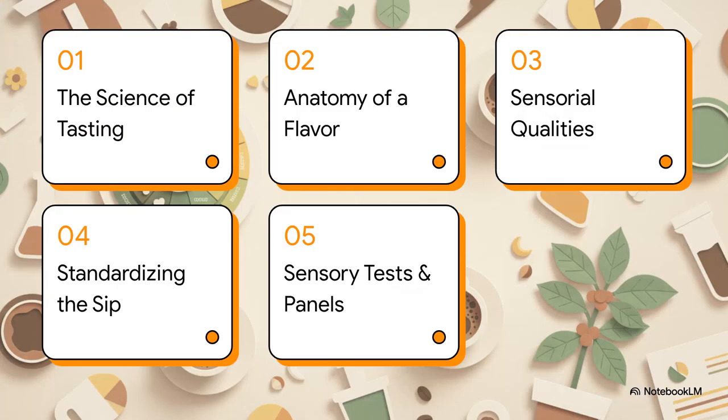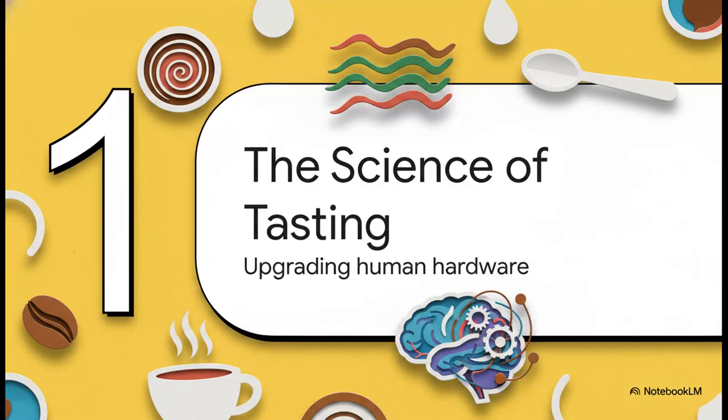So, here is our theory to practice roadmap. First, we'll look at the science of tasting. Second, the anatomy of a flavor. Third, coffee's sensorial qualities. Fourth, standardizing the sip. And finally, sensory tests and panels. All right, part one, the science of tasting, upgrading the human hardware.